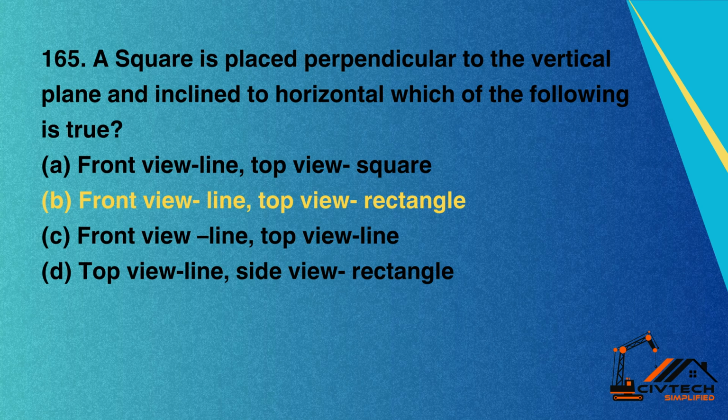165. A square is placed perpendicular to the vertical plane and inclined to the horizontal. Which of the following is true? A. Front view line, top view square. B. Front view line, top view rectangle. C. Front view line, top view line. D. Top view line, side view rectangle. Correct option, B. Front view line, top view rectangle.